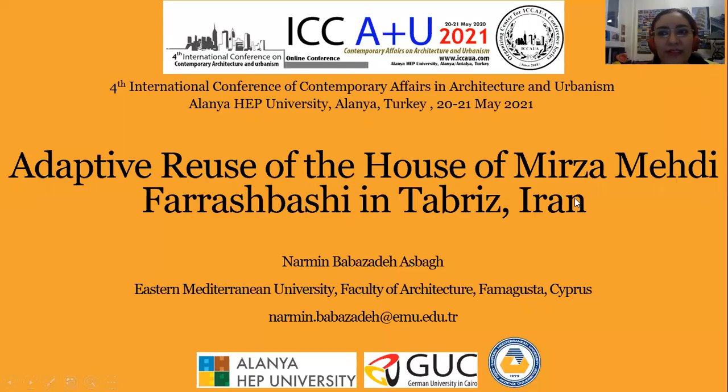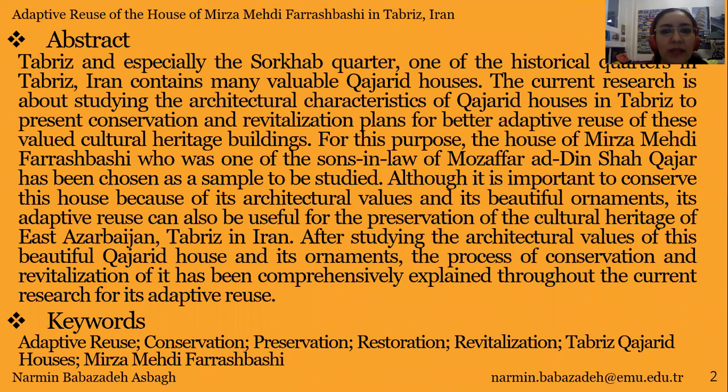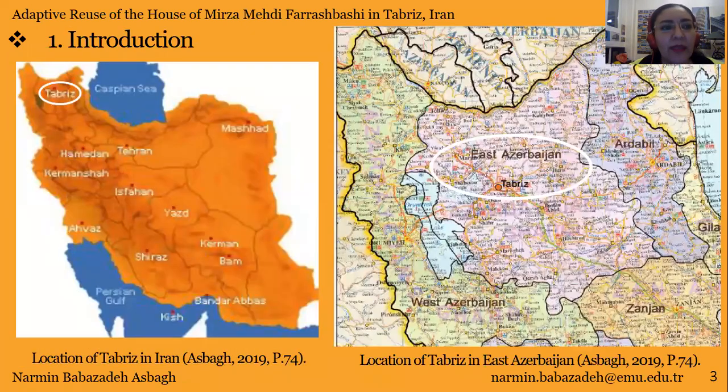Hello everyone. Today I want to talk about adaptive reuse of the house of Mirza Mehdi Farrashbashi in Tabriz, Iran. After talking about the architectural characteristics of this house, I'm going to talk about conservation and restoration and then adaptive reuse of this house. Tabriz is one of the oldest cities on the northwest side of Iran, and it's the capital of East Azerbaijan province.